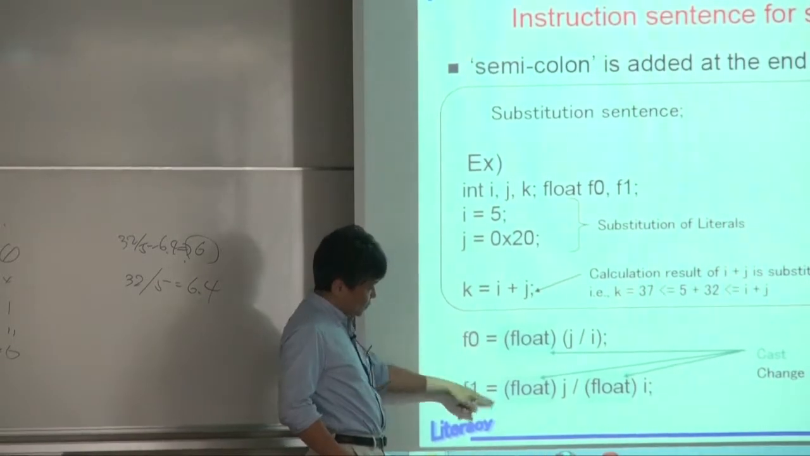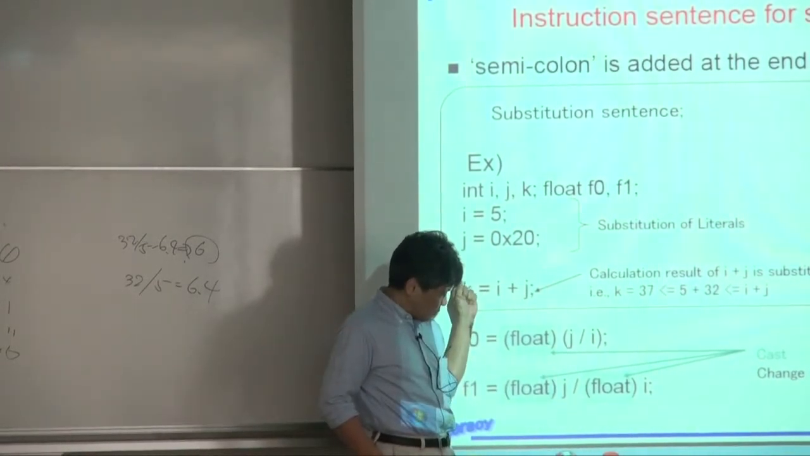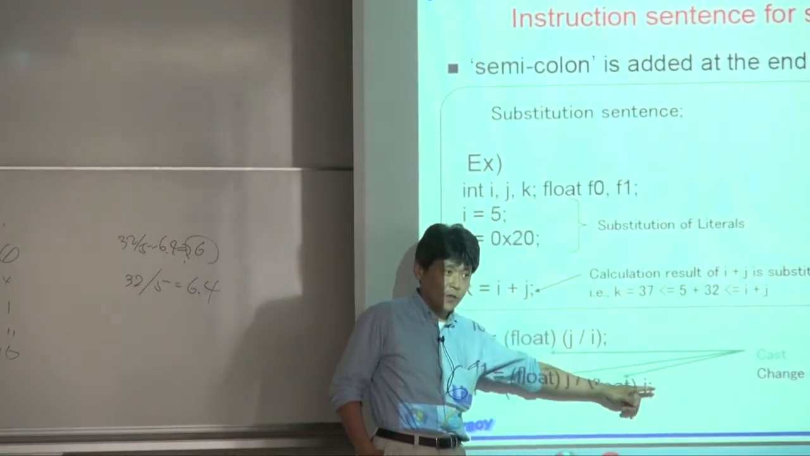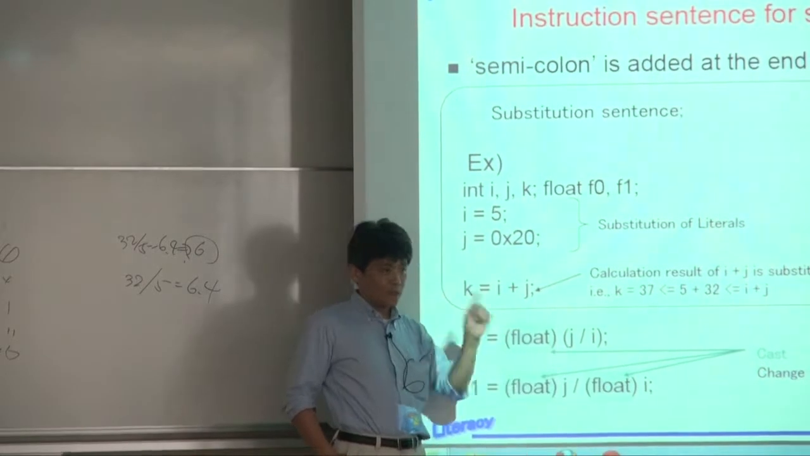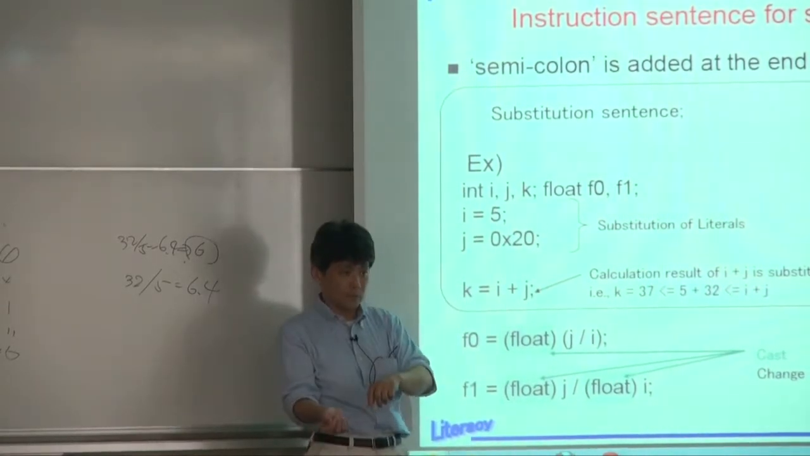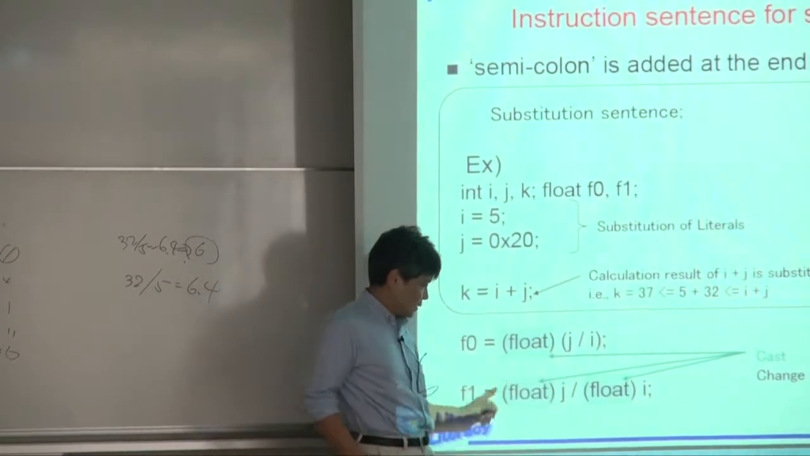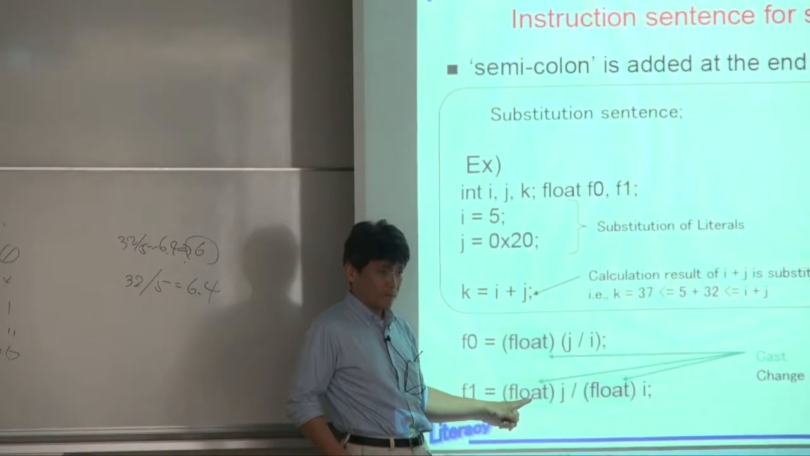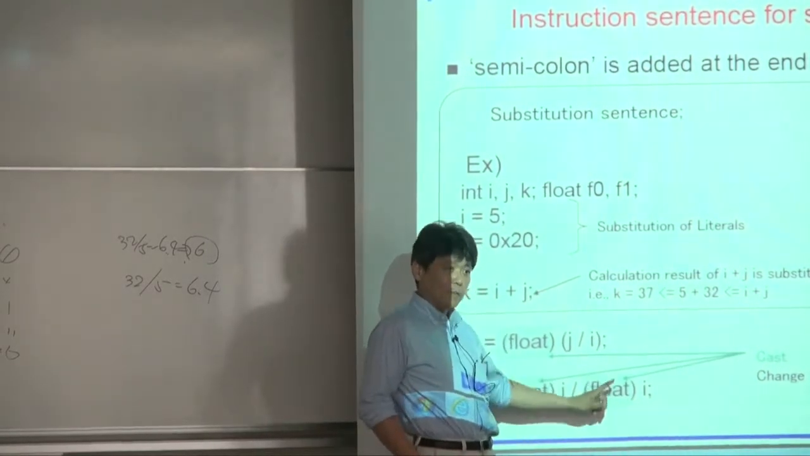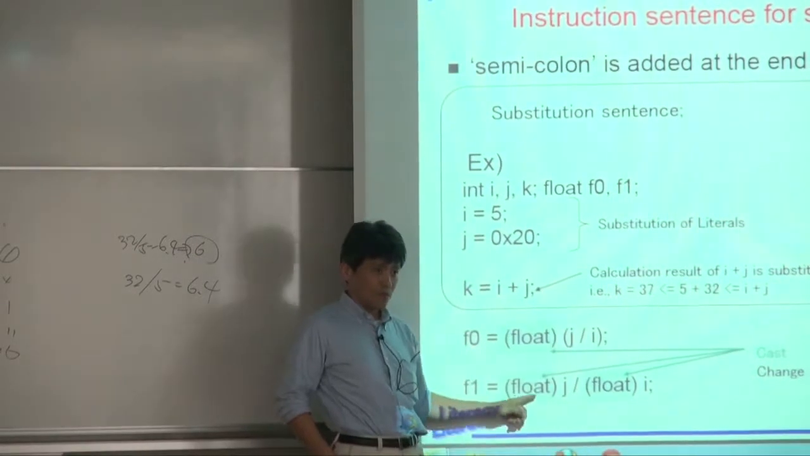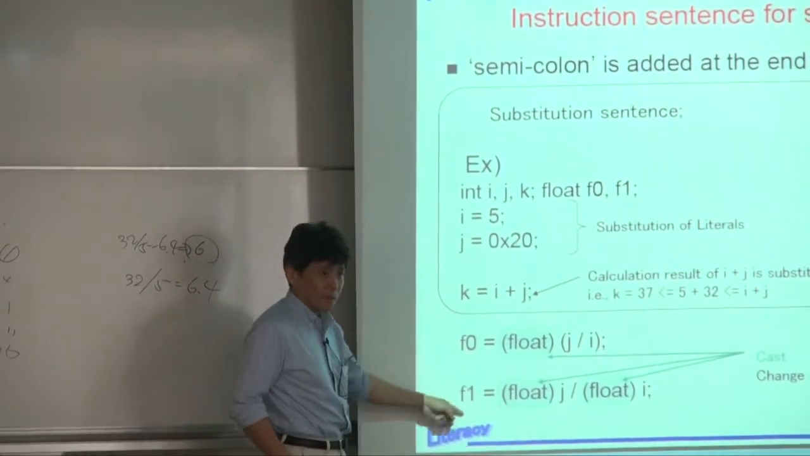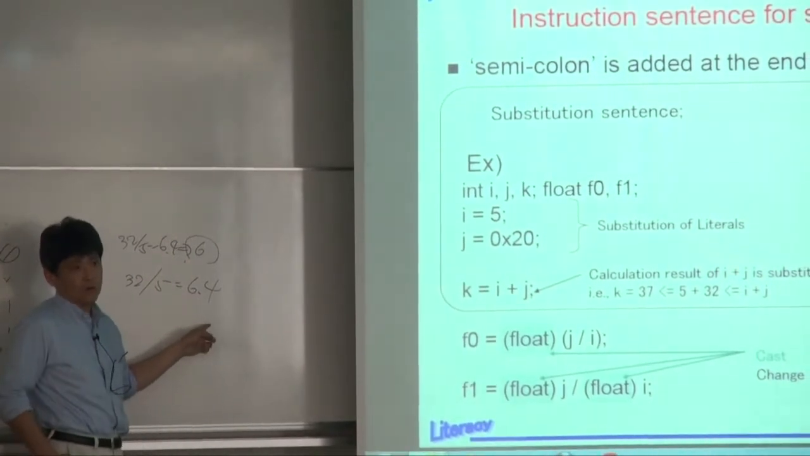On the contrary, in this case, initially this variable is treated as an integer variable, and this is also treated as an integer variable. However, using a float cast, you can change the original data type into other data types. Okay? So in this case, the return value should be treated as a single precision floating point number. This is also treated as a floating point number. So the calculation result should be treated as a floating point number. Okay? So as a result, the f1 variable should have the floating point number 6.4.